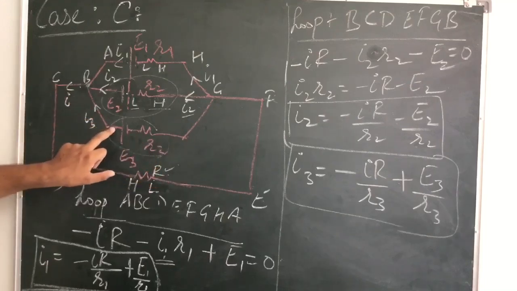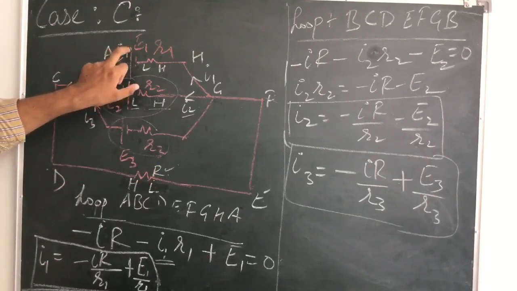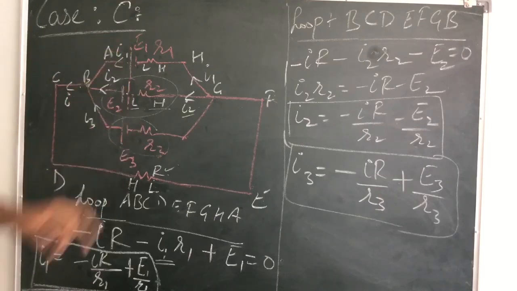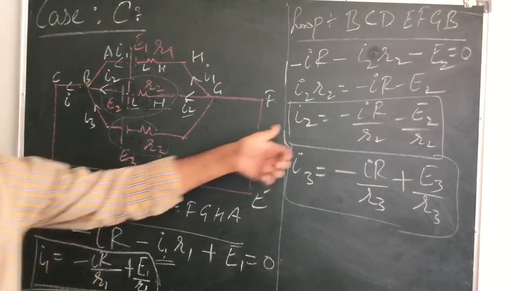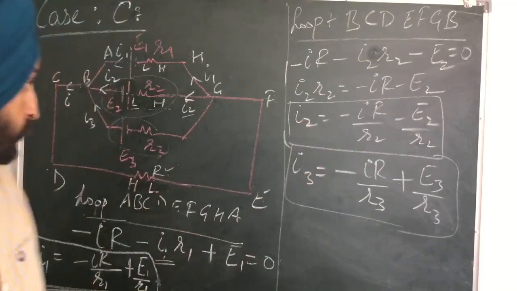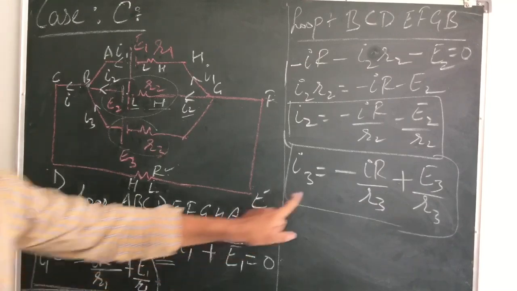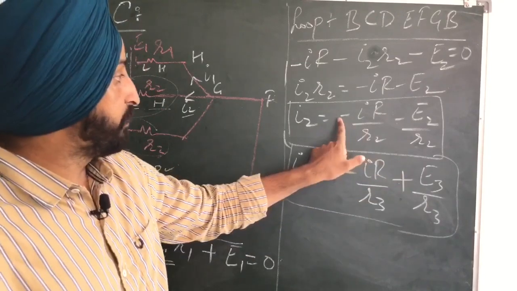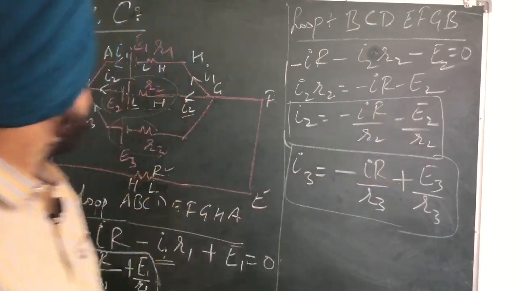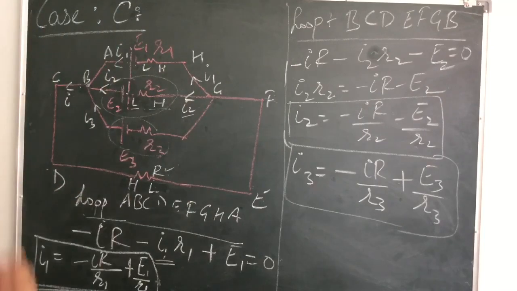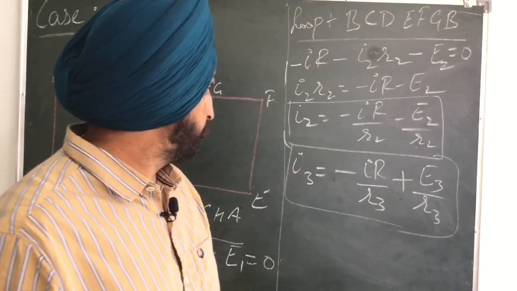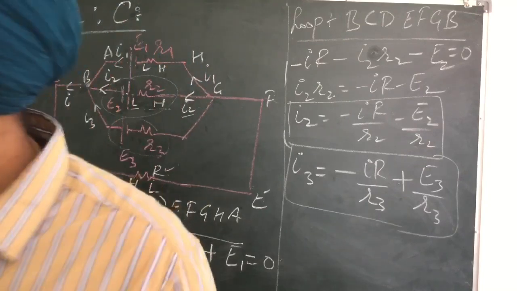I have taken the sign similar to this case because both of them are in the same order. So these are our three equations for current in first, current in second and current in third. So you can clearly see the difference. Here we have negative positive, but here we have both negative values. So that is the difference that will come in the derivation.